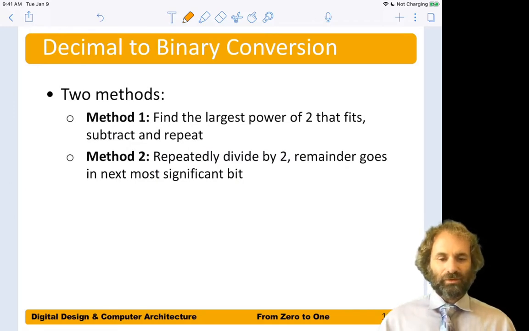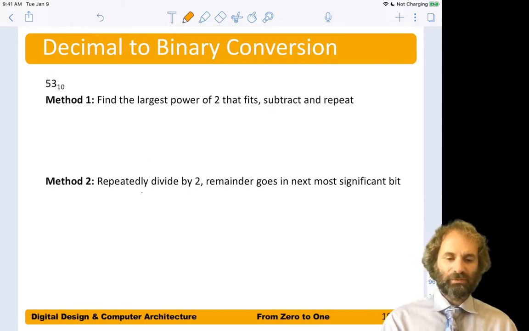So there are two general methods of converting from decimal to binary. One is the method that we just tried, finding the largest power of 2 that fits, subtracting it off and repeating. Another method that's more suitable for computers often is to repeatedly divide by 2, and the remainder going in the next most significant bit.